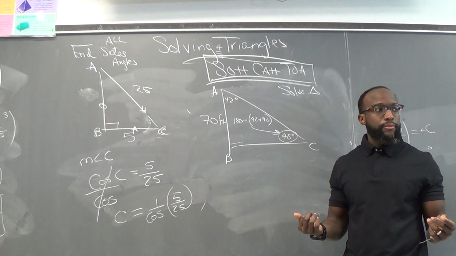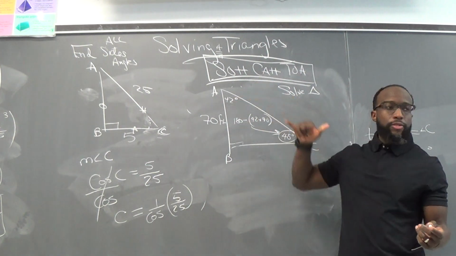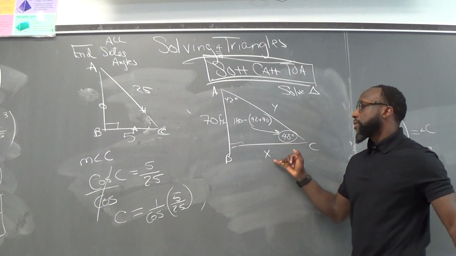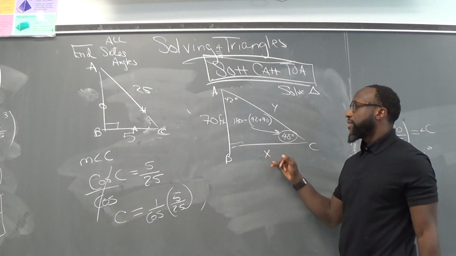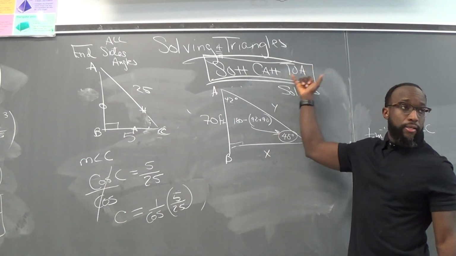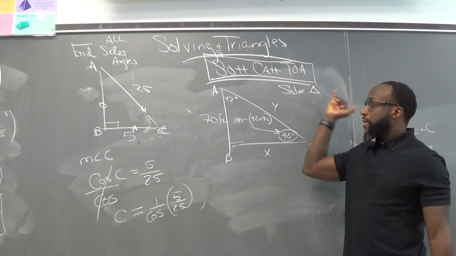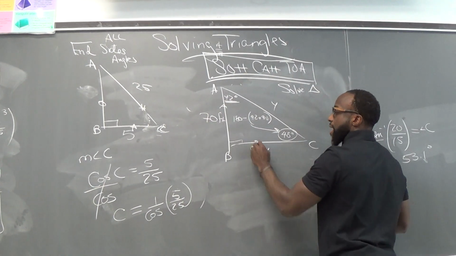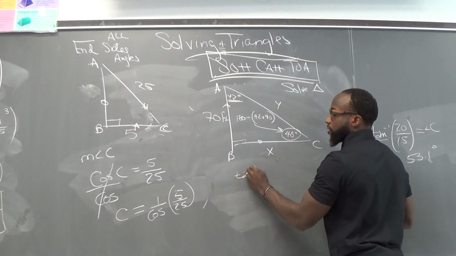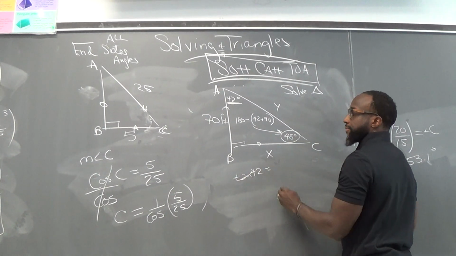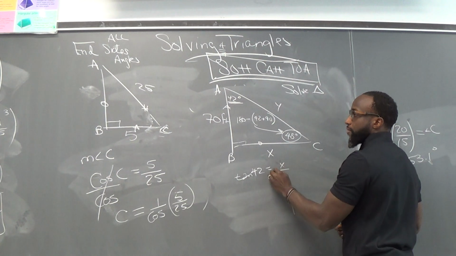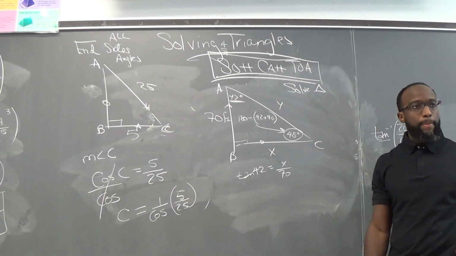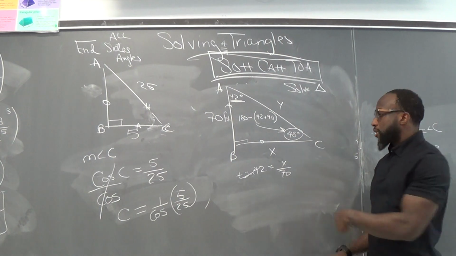Let's use 42. So if this is X, we make this X and this Y. So to find X, 70 and X gives you what trig identity? Tangent, right? So based on 42, this will be the adjacent side. This is the opposite side. So you get tangent 42 equals what? Opposite over adjacent. We good so far? Right? So opposite over adjacent.